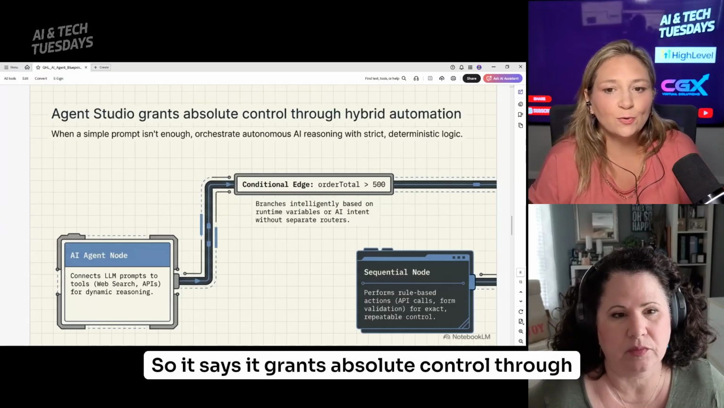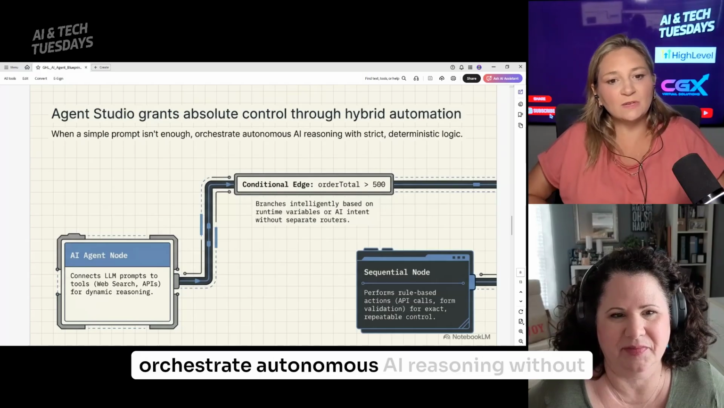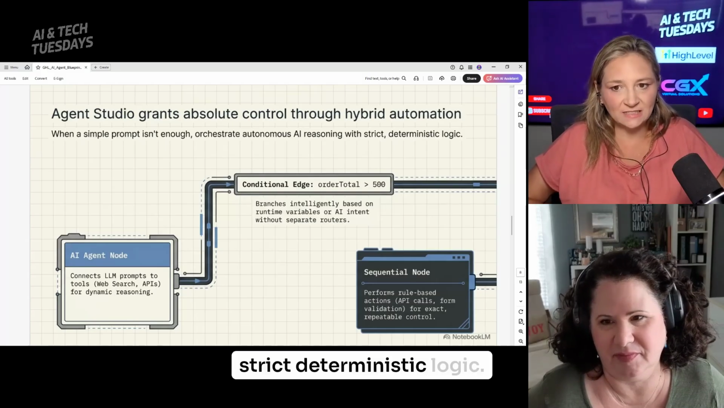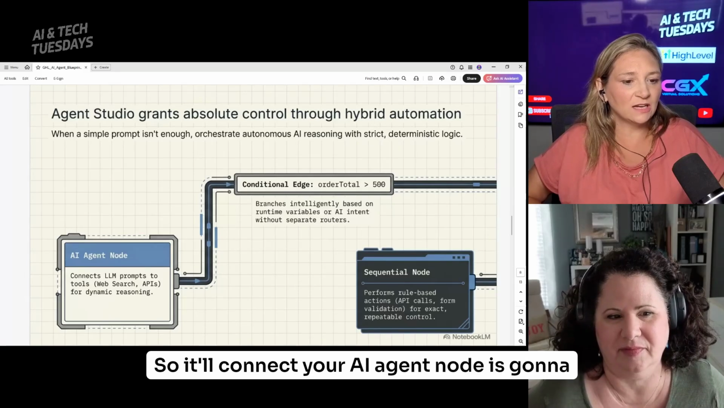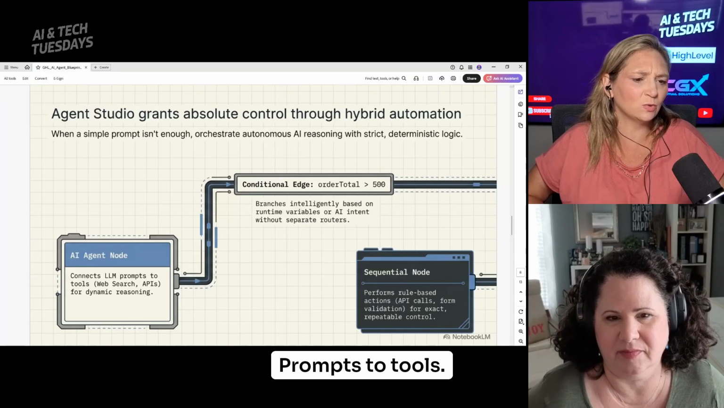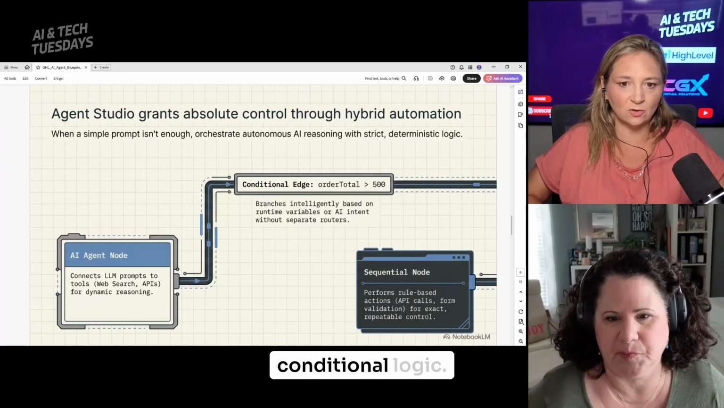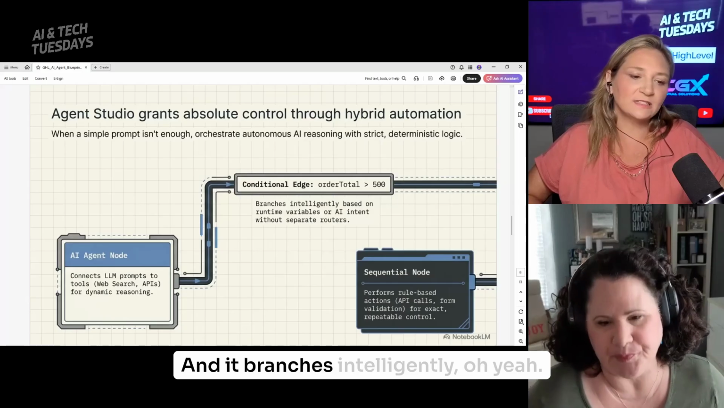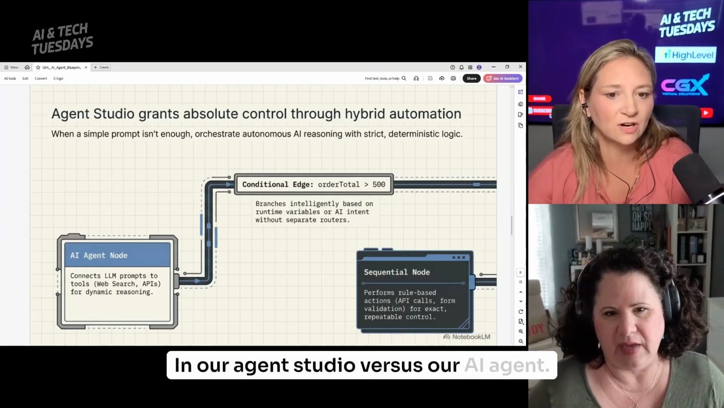So it says it grants absolute control through hybrid automation. When a simple prompt isn't enough, you can orchestrate autonomous AI reasoning without strict deterministic logic. So your AI agent node is going to connect to your LLM prompts to tools, using conditional logic. Oh yeah, so this is just like our workflow, right? In our Agent Studio versus our AI agent.